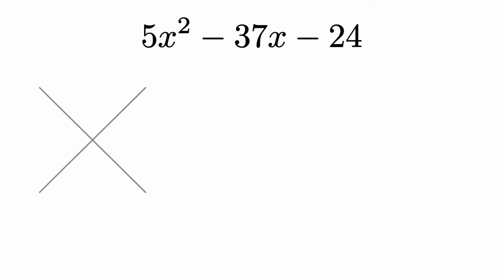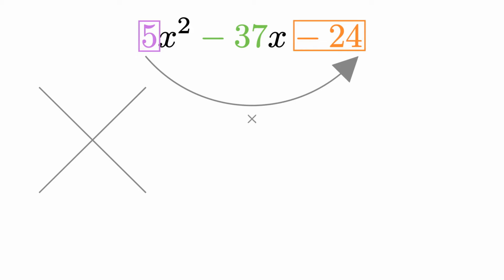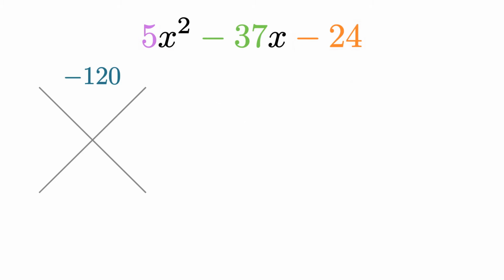Now in order to find the value that goes in the top of the x, notice how our leading coefficient is 5, okay? So we take our leading coefficient 5 and multiply it by our last term, negative 24. And when we do that, that'll give us negative 120. Once we do that, we're going to put their product, negative 120, at the top of the x. At the bottom of the x, we're going to put our middle coefficient, negative 37. And now we're going to try to fill up the sides of the x.